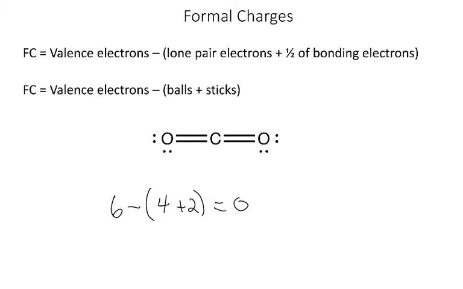So the formal charge on oxygen is 0. The oxygen on the right is the same, so it will also have a 0 formal charge. For the carbon, carbon has 4 valence electrons, so I'll do 4. And then it doesn't have any lone pairs, so no balls. It has 4 sticks. So 4 minus 4 is 0, so the formal charge of each atom in that molecule is 0.